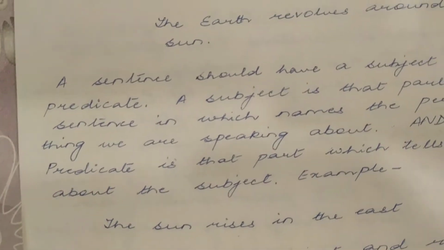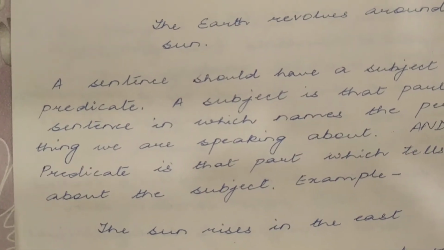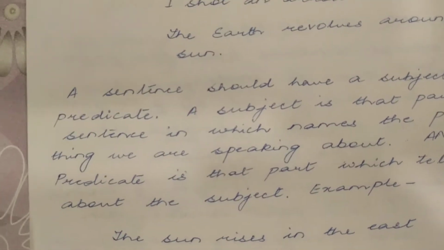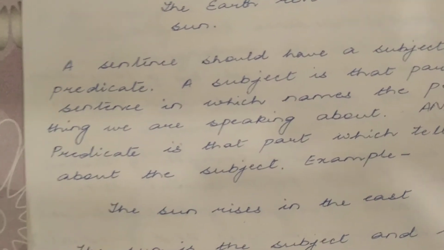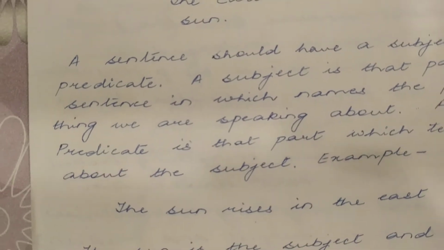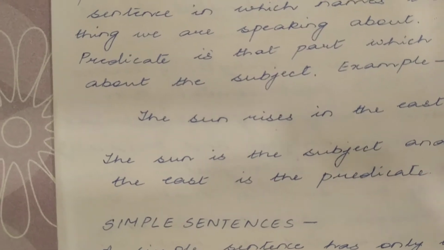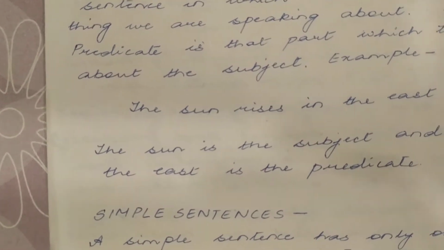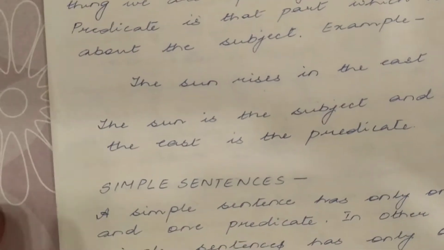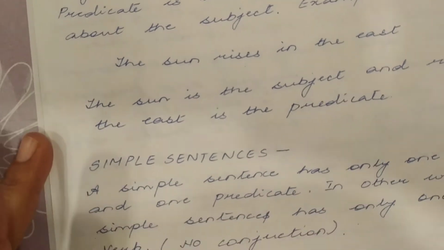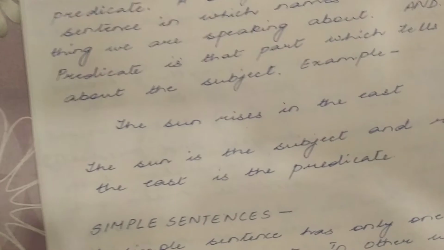A subject is that part of a sentence in which the name of the person or thing we are speaking about is mentioned, and a predicate is that part which tells something about the subject. For example, the sun rises in the east. Here, the sun is the subject and rises in the east is the predicate. So now, before we start, I hope by this time you are clear what a sentence is.